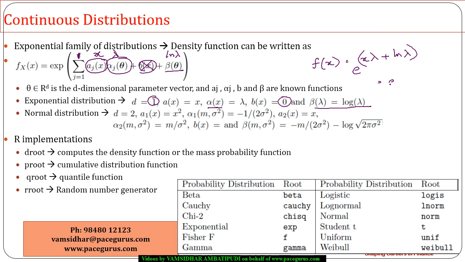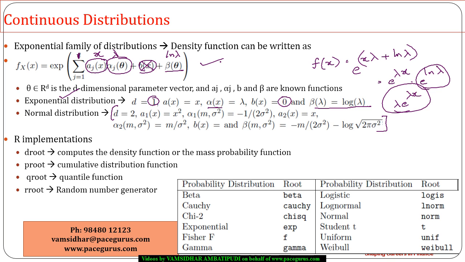So now let's expand e to the power of lambda x, and this is e to the power of log lambda. So this is nothing but lambda e to the power of lambda x. So this is what we are calling the exponential family distribution, which is the exponential distribution altogether. Similarly, by setting some other things, we can very well rewrite this into a normal distribution form as well.